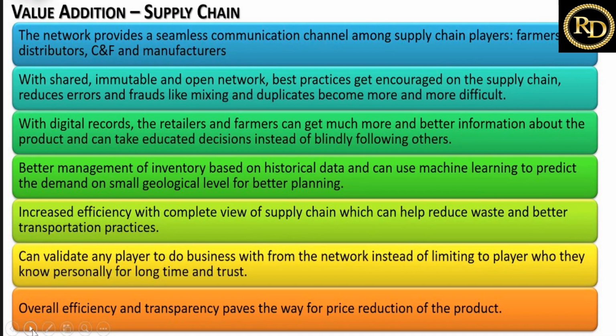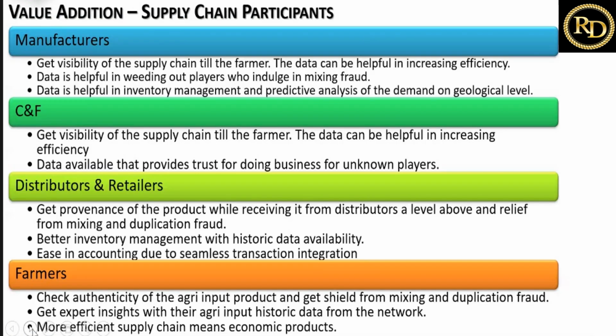A smart contract can ensure that the movement of product as well as data is on a real-time basis and not too much time is wasted. And hence, overall efficiency and transparency paves the way to price reduction of the product. And hence, it also helps a farmer. So for supply chain participants, whether it is manufacturers, C&F, distributors, retailers, or farmers, everybody gets value.